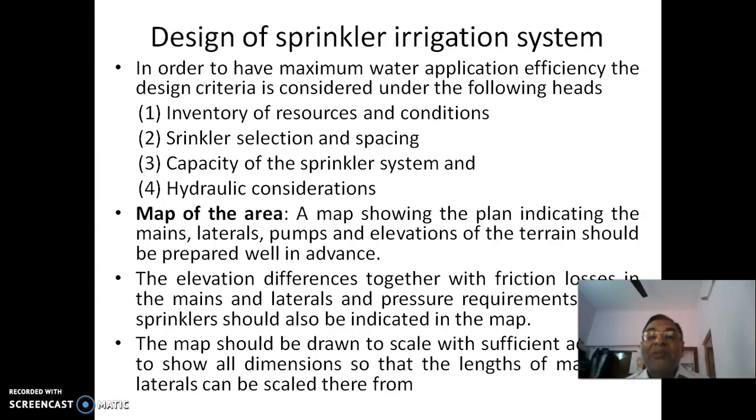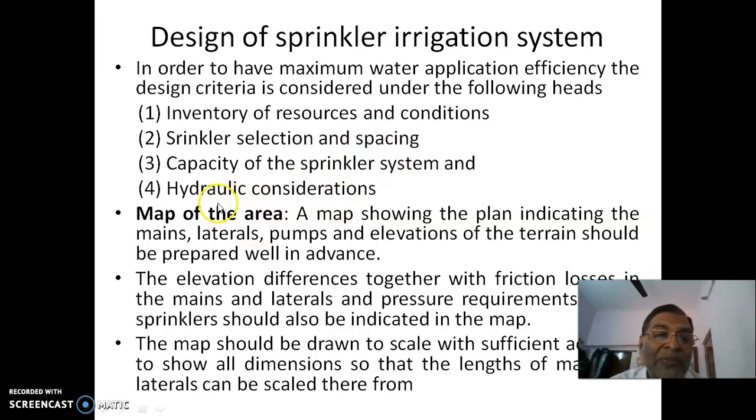In order to have the maximum water application efficiency, the design criteria is considered under the following heads. Number one, first of all, you should have an inventory of resources with you and the prevailing conditions in the field. You should record each and everything. Next, sprinkler selection and spacing. Then, the capacity of the sprinkler system, and then some hydraulic considerations. Under these four heads, we will try to discuss. So, first, inventory of resources.